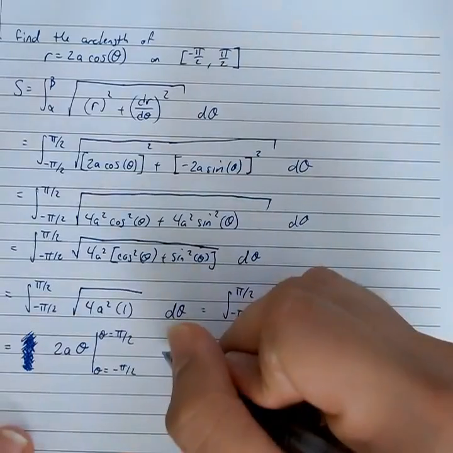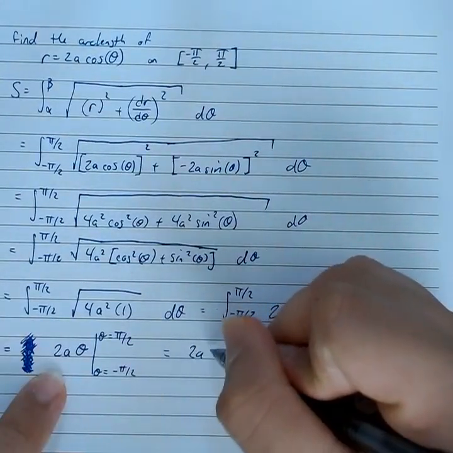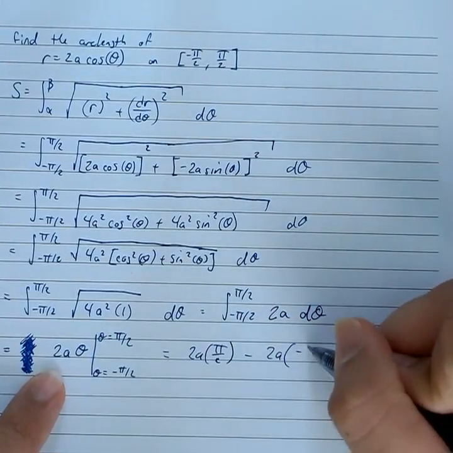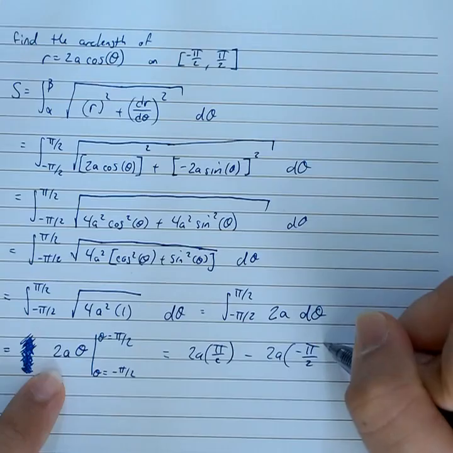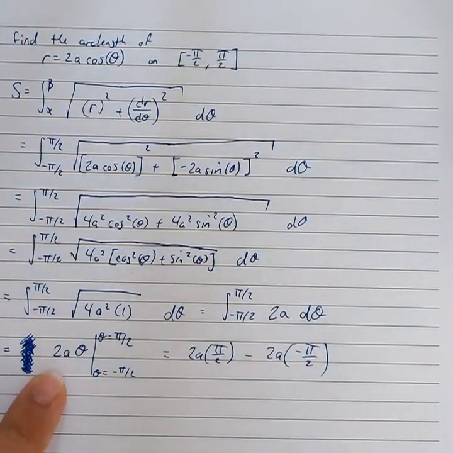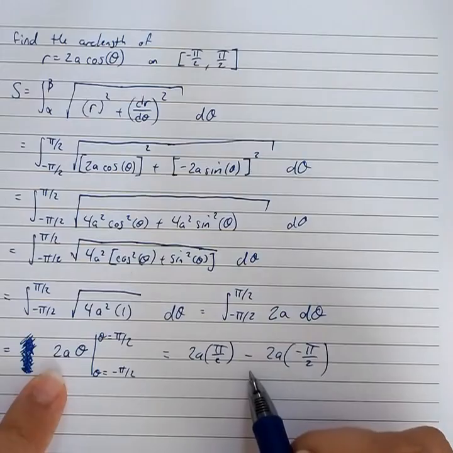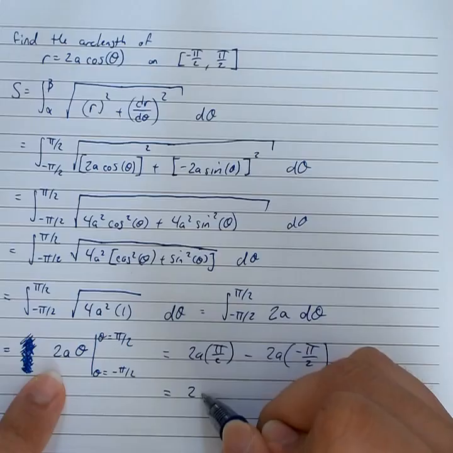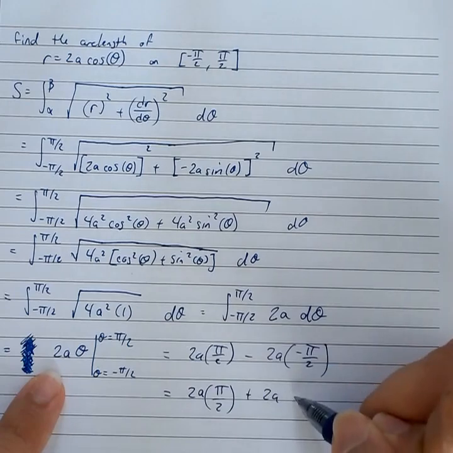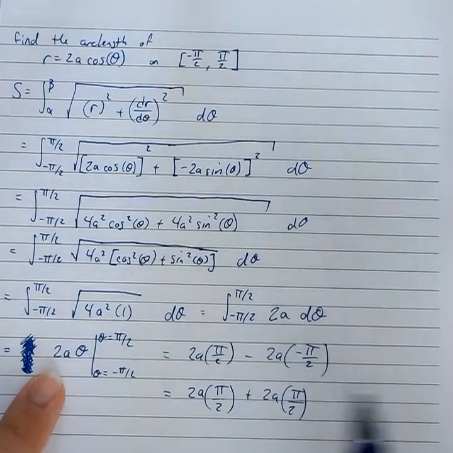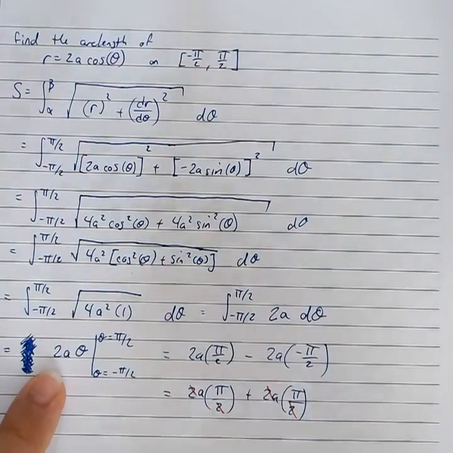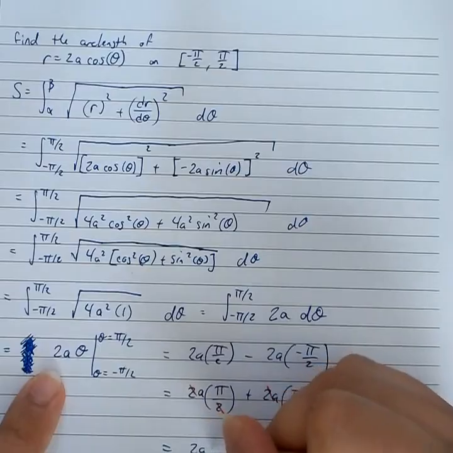So here we can write this as 2a times pi over 2 minus 2a times negative pi over 2, just like that. And now that's a double negative, so that makes it a positive. So here that's 2a times pi over 2 plus 2a times pi over 2. Here these 2's just divide out. So that's going to be a pi plus another a pi is 2a pi.